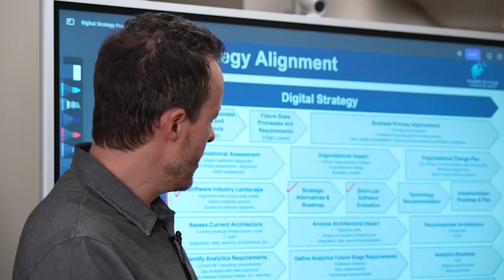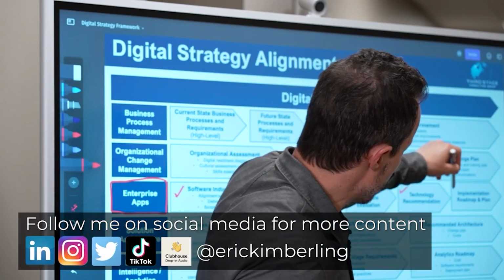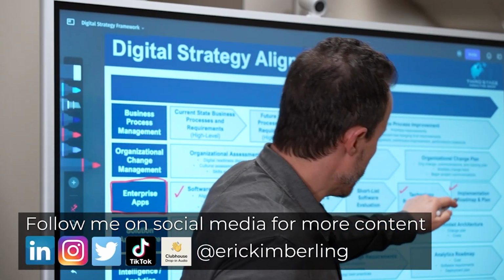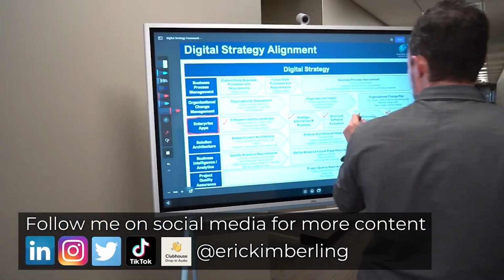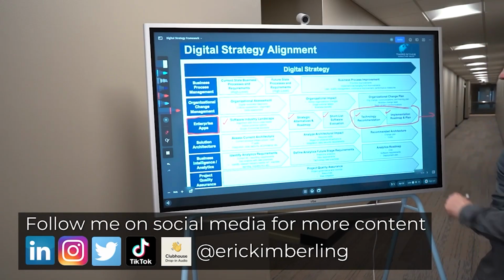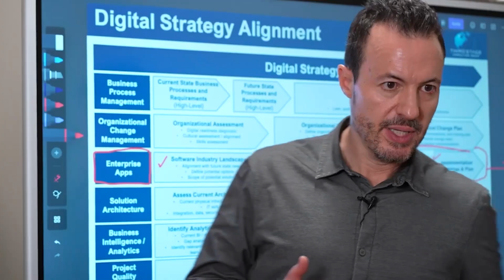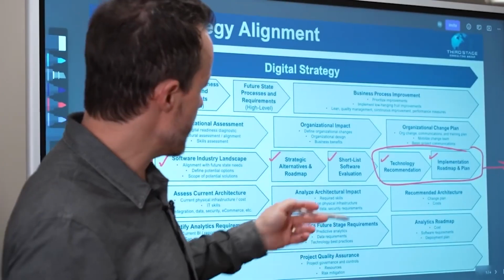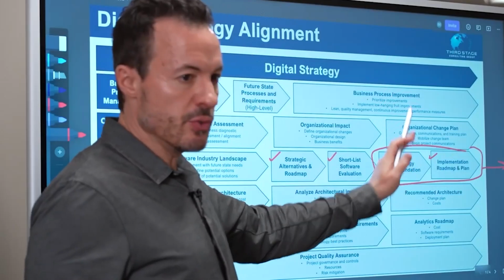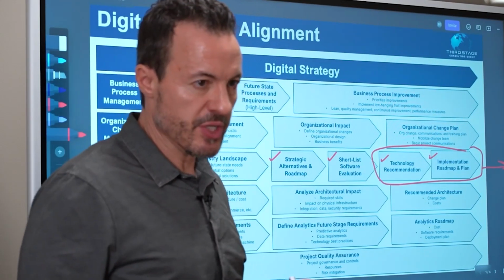Once you've defined that short list, this is where you start to look at the technology recommendations and the implementation roadmap and plan. And again, when you get to this part right here, this is a part that you might push out to a separate software evaluation phase, especially if you're not certain that you're going to move forward with the digital transformation. It may be that you push this out until you know that you have alignment and approval for moving forward with the transformation.